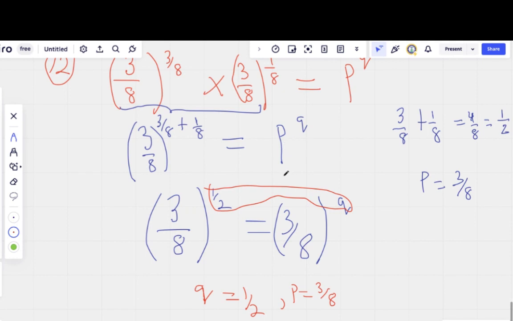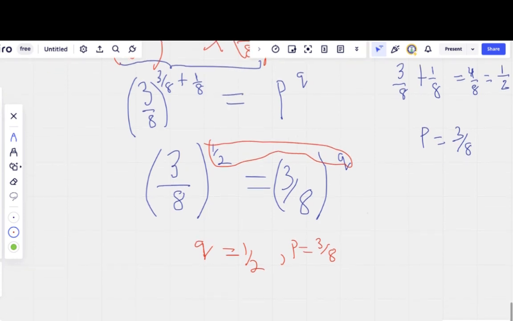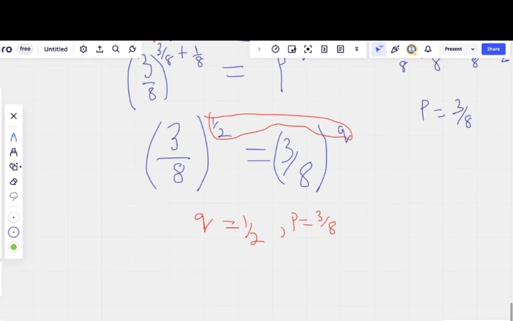Okay. So P has to have the same base as this one in order for us to find this power, this Q. We cannot find Q if we don't know P. P has to be the same base as this one, 3 over 8, in order for us to find Q. So P equals 3 over 8. So we put 3 over 8 in place of P, and then we're able to find Q. We equate the power because the base will be the same. The base has to be the same in order for us to find Q, the power. Is that okay?